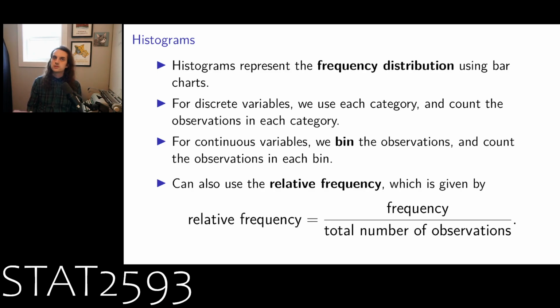We can also use the relative frequency rather than the count. That would be given by the count in each of the bins or in each category divided by the total number of observations. So it's the proportion. Relative frequency and proportion are the same idea.